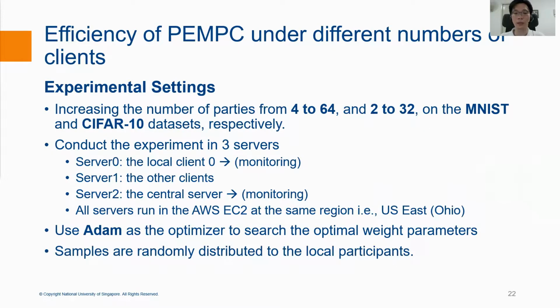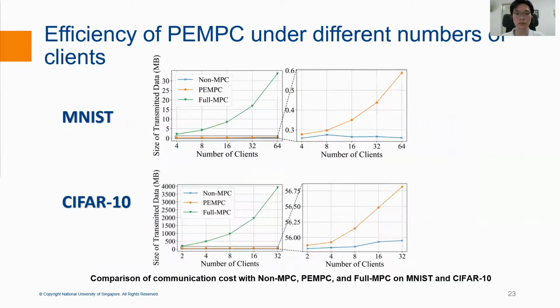And in order to evaluate the efficiency of our framework, we increase the number of the clients from 4 to 64 for the MNIST dataset and 2 to 32 for the CIFAR-10. And all hyperparameters are the same as the previous one. So as you can see right now, there are 3 methods: full MPC, non-MPC, and PEMPC. This figure will show the size of the transmitted data in one local participant.